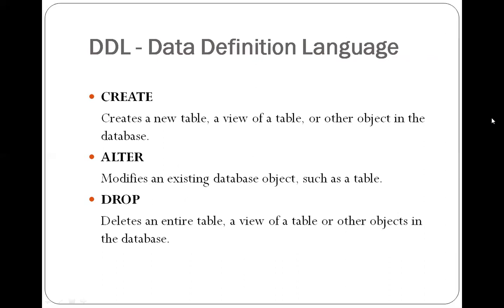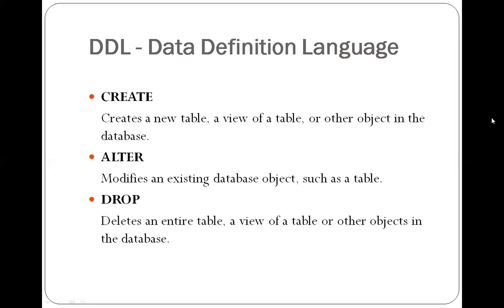So using truncate, what can we do? We can remove all the records from a table, including all the space allocated for the records. That means using drop, we can delete or remove the entire table from a database, but using truncate will not delete the table structure, but will delete all the records within a table.